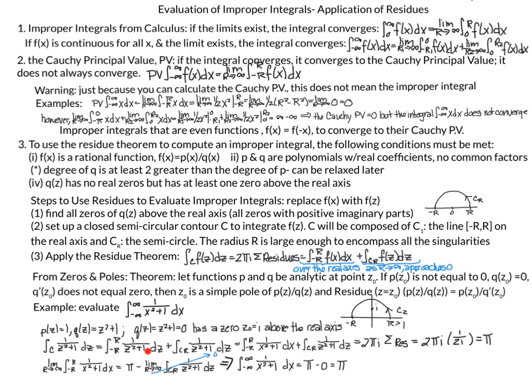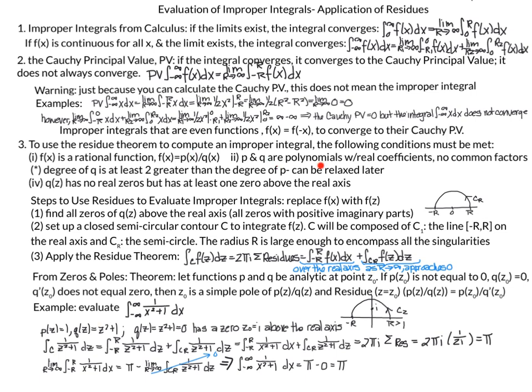So we have this first example here. We have the improper integral from negative infinity to infinity of 1 over x squared plus 1 dx. And again, this is a real valued function. But now we're going to move to the complex plane, so we're going to replace our x's with z. So our p of z in this case is equal to 1, and our q of z is equal to z squared plus 1. Again, this is just decomposing our function into a numerator and a denominator.